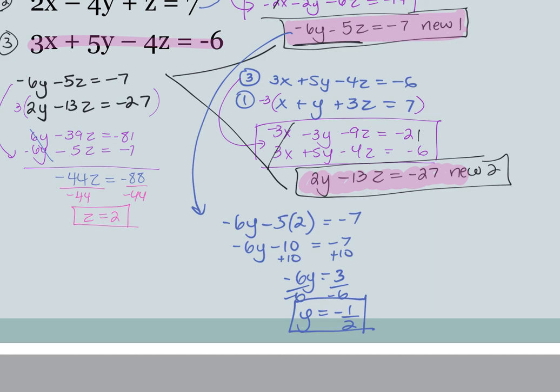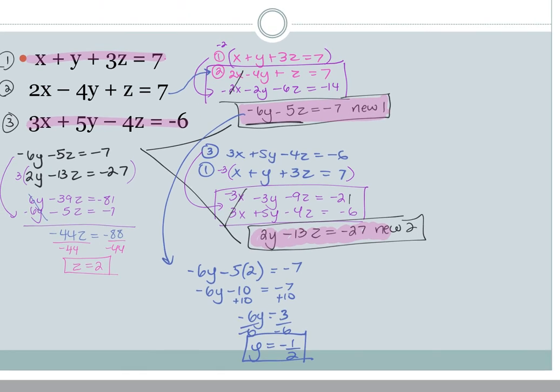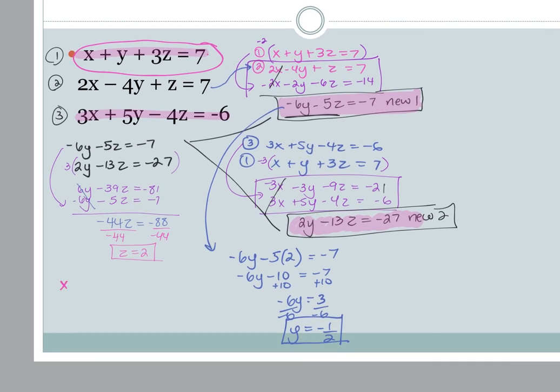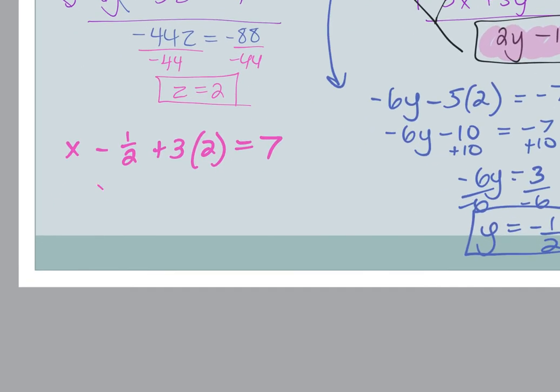And then what do I have to do from here? Plug it back into one of the original ones. Doesn't matter which one. I'm going to grab the top one because it has the least amount of coefficients, but it doesn't matter. X plus y, which would be negative 1/2, plus 3 times 2 equals 7. X minus 1/2 plus 6 equals 7.